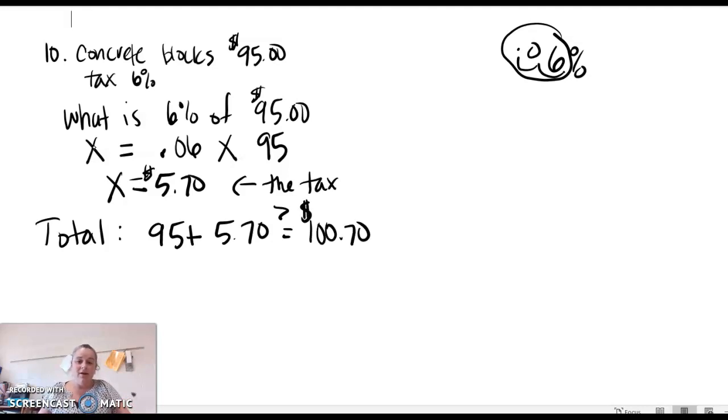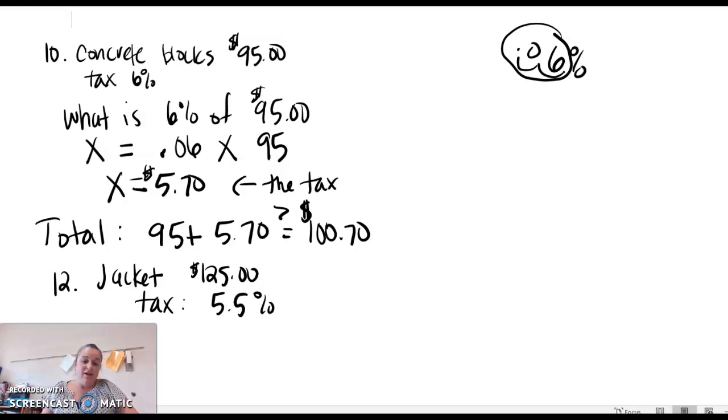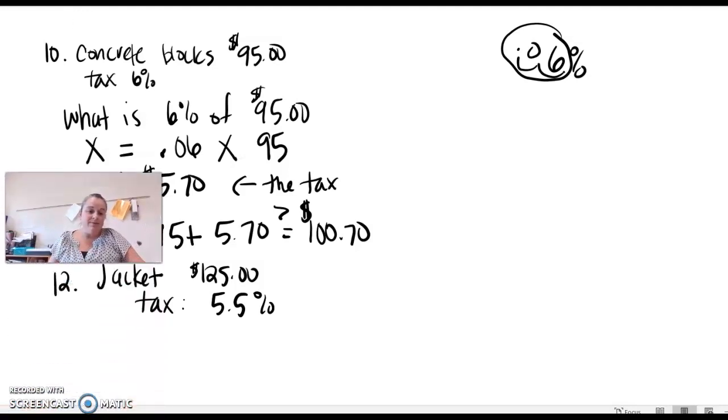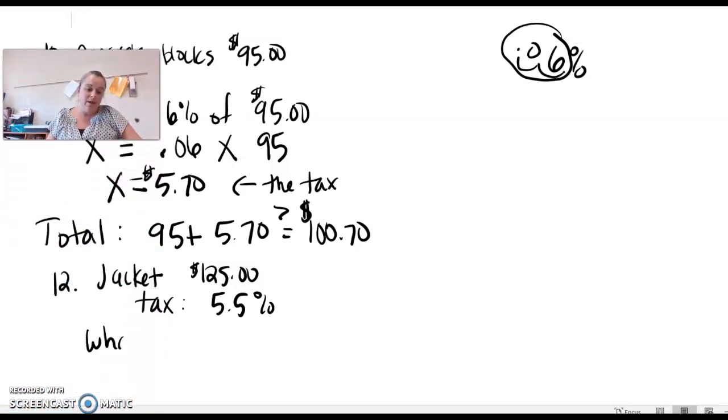Okay. With number 11, it's the same thing, or actually number 12. Okay, same thing. So we'll set up number 12 for you. Your jacket is 125 bucks. The tax, which is a really weird tax, 5.5%. Again, you'll want to find out what is 5.5% of 125. So you get X equals 5.5%.